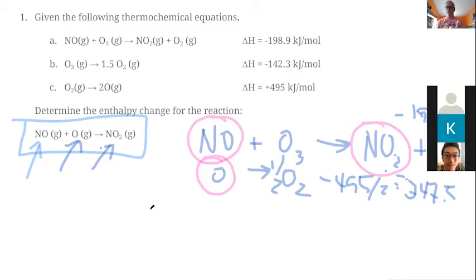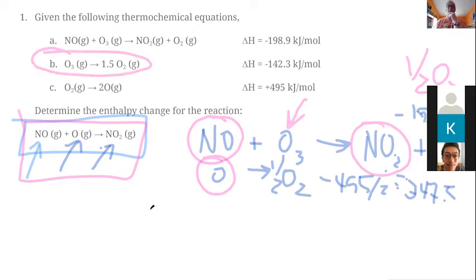But then I have a problem. My problem is I've got ozone as a reactant, and there's no ozone here. My other problem is that I have a net of half a mole of oxygen gas as a product, and there's no oxygen gas in the reaction either. So I'm probably going to have to use this to deal with that situation. So how am I going to get rid of my ozone?